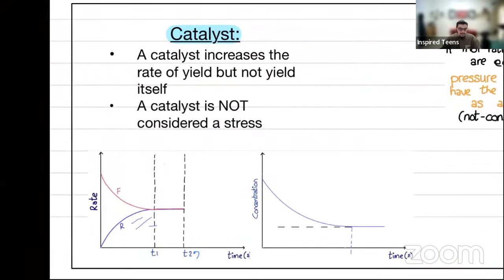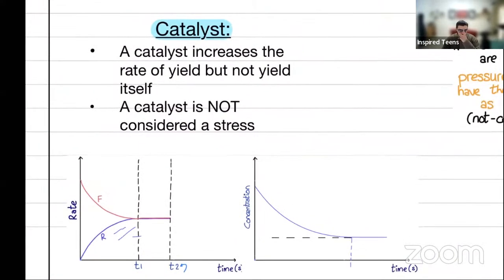Let's go ahead and discuss a catalyst and its role in chemical equilibrium. Firstly, a catalyst increases the rate of yield, but does not increase the yield itself. Basically, a catalyst increases the rate at which we produce our product, but does not increase the amount of product that we produce. That's what yield is: the amount of product that we produce.